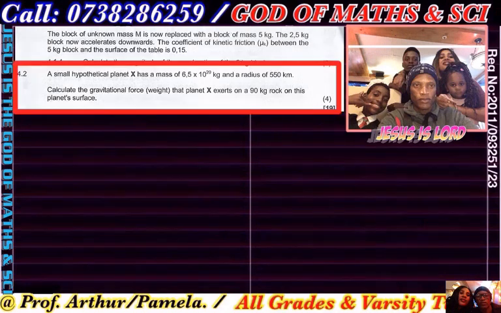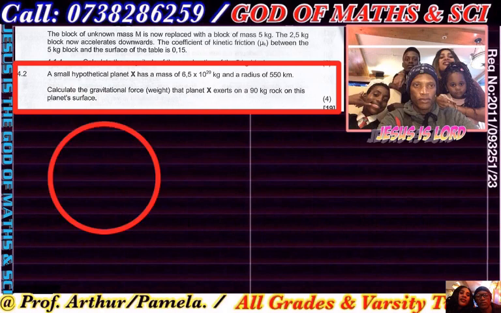Okay. In this question, we focus on 4.2. It says a small hypothetical planet X. There's a planet that has a mass of 6.5 multiplied by 10 to the exponent of 20 kilogram. That is the mass of a planet, and a radius of 550 kilometers. We should change that to meters. They say calculate the gravitational force or the weight that planet X exerts on a 90 kilogram rock on this planet surface.